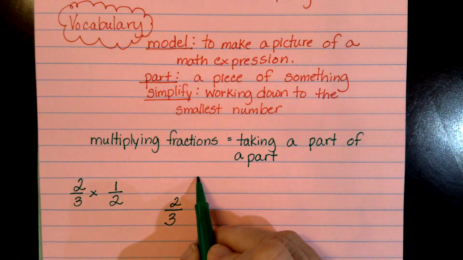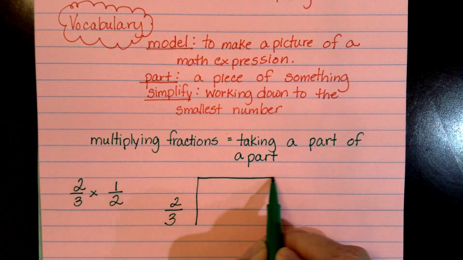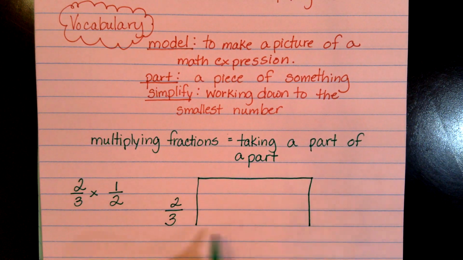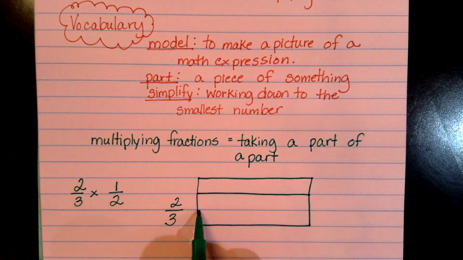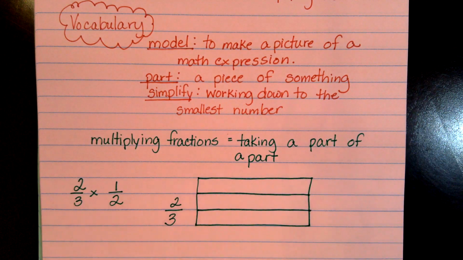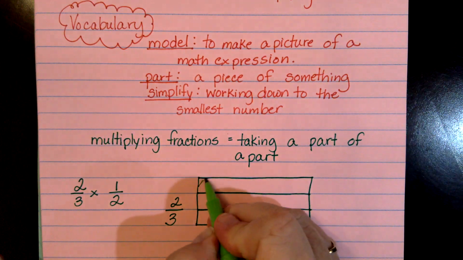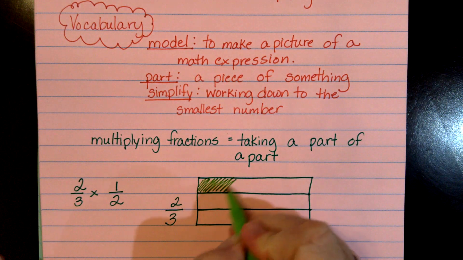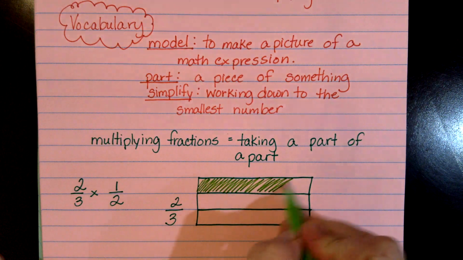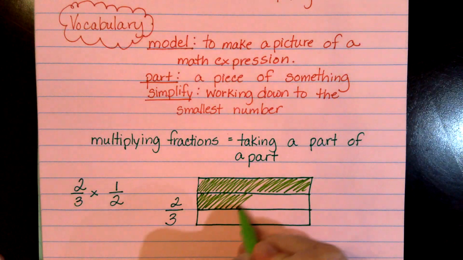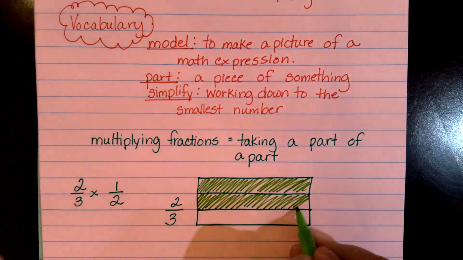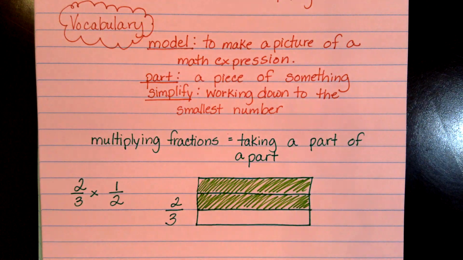So here's my whole, and I am dividing my whole into thirds. Once I do that, I'm going to color 2/3 of my model. This is 1/3, and this is 2/3. Remember that it is important to assume that our models or our wholes are the same size.